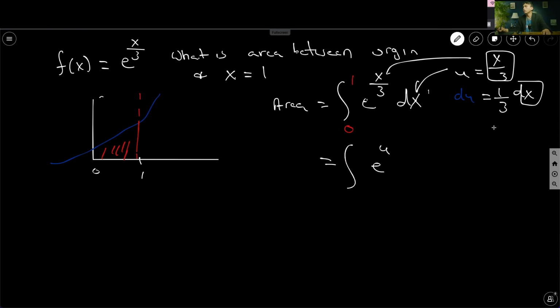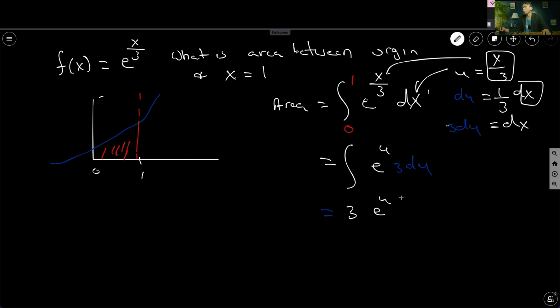In this case, we remove the dx by itself. We multiply both sides by 3, so it's going to be 3 du. So the e to the u is going to be, now instead of dx, 3 du. And when we integrate that, we take the 3 and the constant in front. So the integral of e to the u is just e to the u.